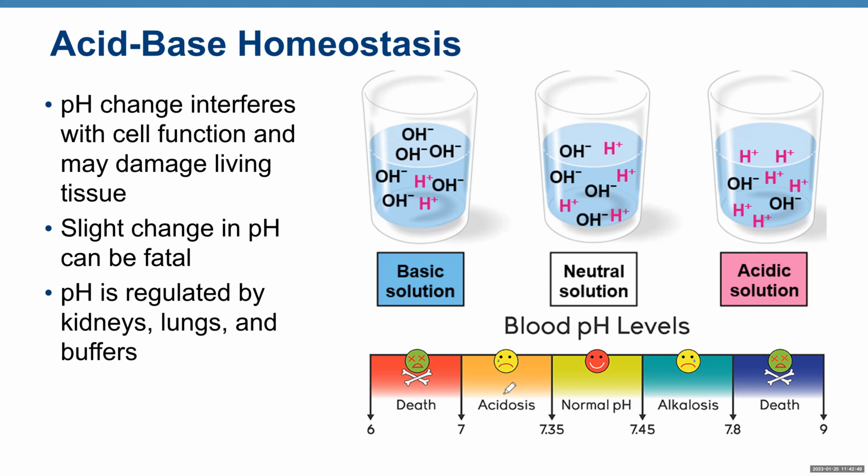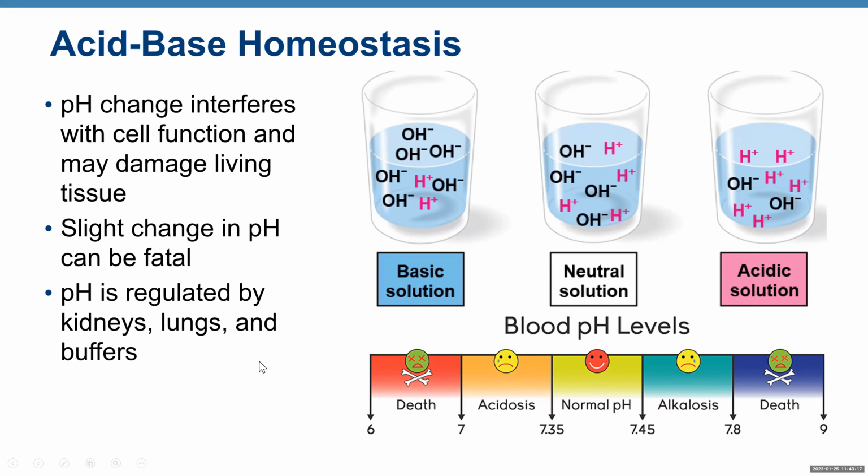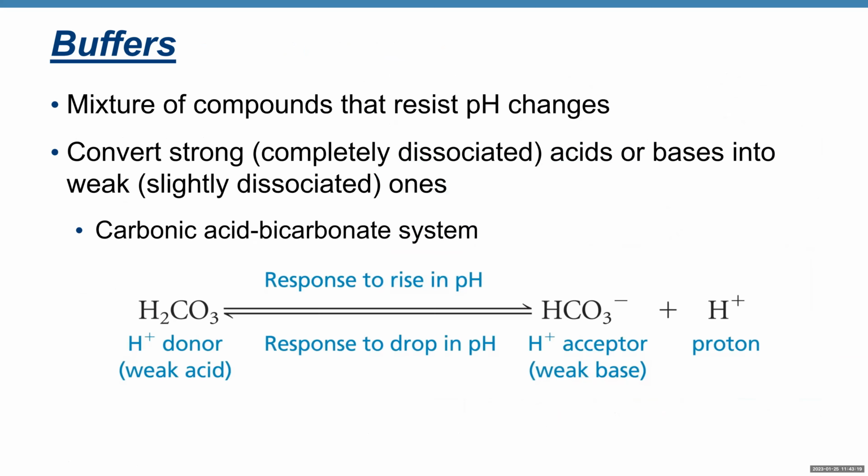And when it goes to alkaline, we have alkalosis. So if you go from 7.45 to 7.8, it's alkalosis. Above 7.8, it's death. So either too many hydrogen ions or too few hydrogen ions can cause the death of cells and death of organisms. Now, as we said previously, we need to regulate pH by kidneys, lungs, and buffers. So let's look at how buffers specifically regulate changes in pH.